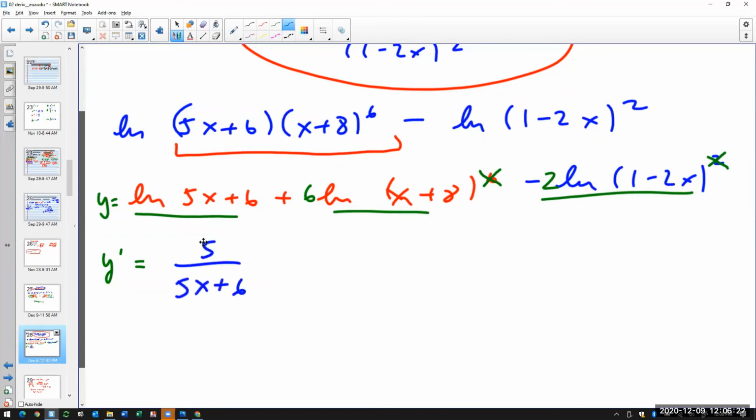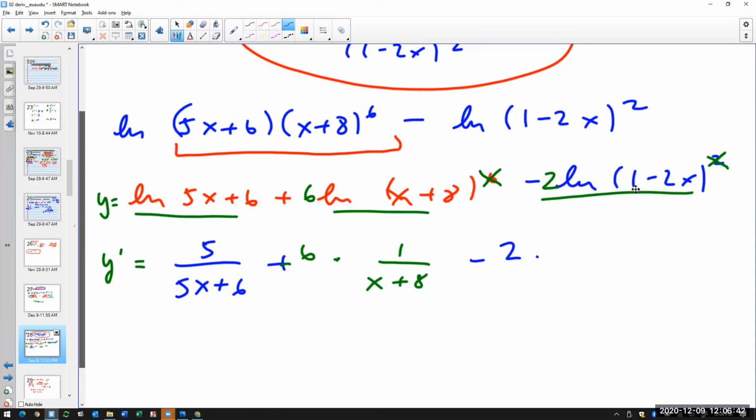5 over 5x plus 6. You see how easy this is once I get it into this format, all right? This 6, guys, is just going to carry down because it's just a coefficient. So 6 times what? 1 over x plus 8, okay? And then finally, the negative 2 is just going to carry down, multiplied by what?